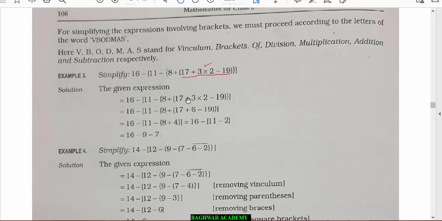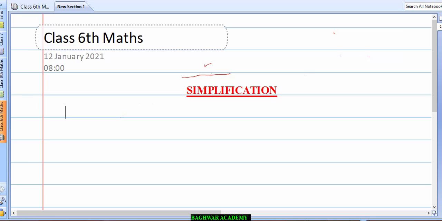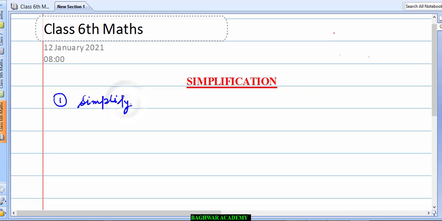So again I'll help you understand how it has been done. We will start with the first example, what was given. From there we will start so that you will understand easily. Here you see, in the first example we had: simplify 18 minus 6 divided by 2 into 3. So how it was solved, just see.